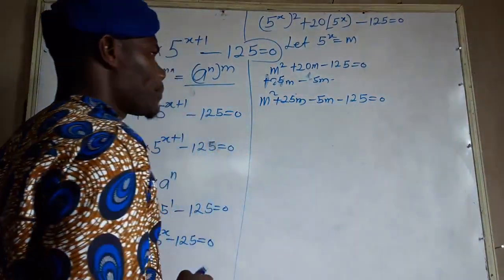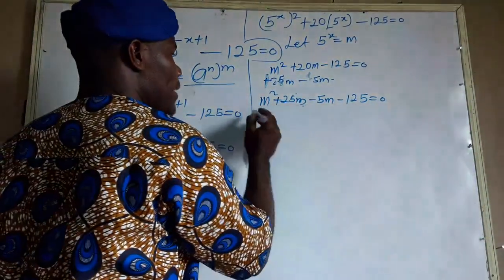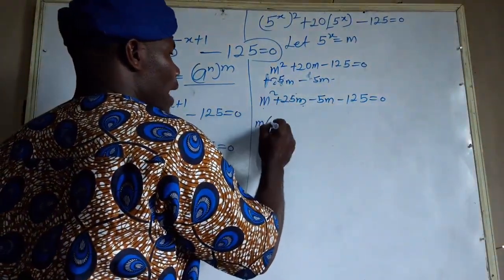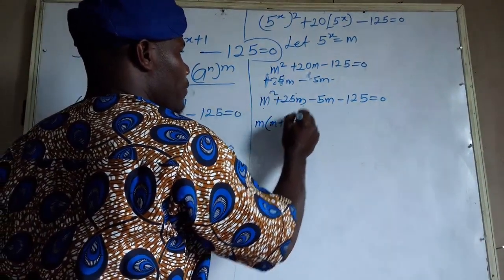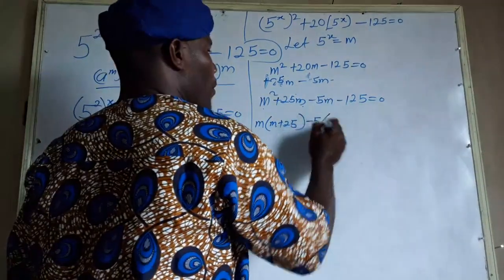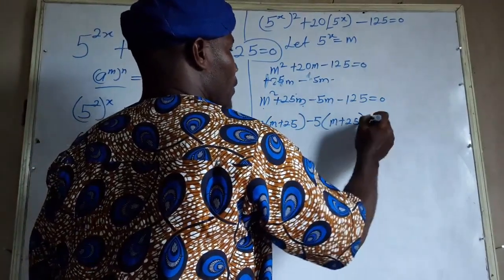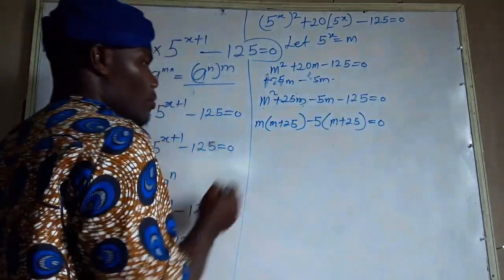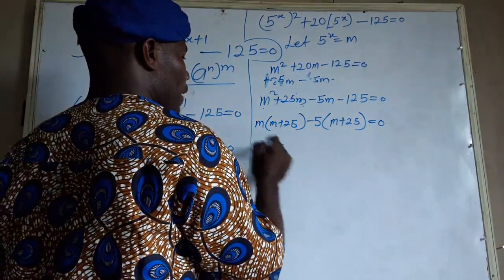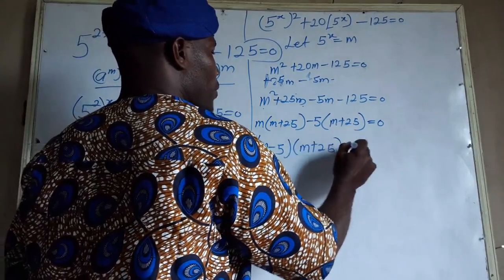So now, let's continue. Let's try to group it. Between this and this, m is common. We have m plus 25. Between minus 5m and minus 125, minus 5 is common. We have m plus 25, which is equal to 0. So we now have m minus 5 times m plus 25 is equal to 0.